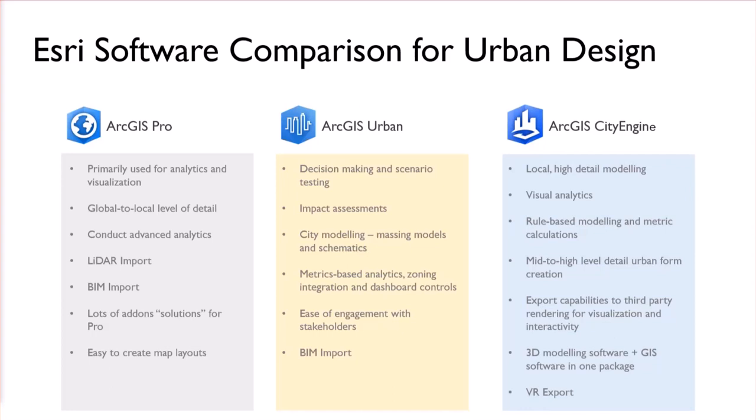So you would use this mainly for neighborhood or city modeling, and it's really great for doing impact assessments and metrics-based analytics because ArcGIS Urban has a very strong metrics backend to do more modeling and to get a greater understanding of the impacts of urban design and planning. ArcGIS CityEngine is a little bit, as I mentioned before, of a hybrid between ArcGIS Pro and other third-party 3D modeling tools, and is really great for making local high detail models.